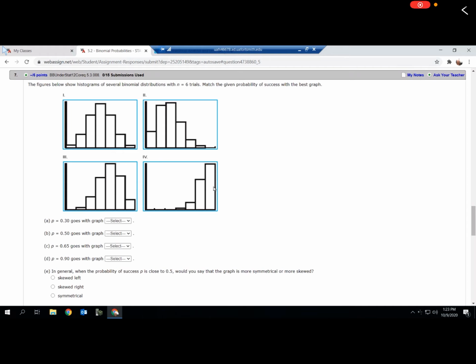Number 7, the figures below show histograms of several binomial distributions with n equals 6 trials. Match the given probability of success with the best graph. Whatever your probability is, that's where you're going to expect your high point. So 0.30, you would expect highs in the low end of the graph, right skewed. When the probability is 50-50, you expect the highest bar to be right dead in the middle. So that's 1.